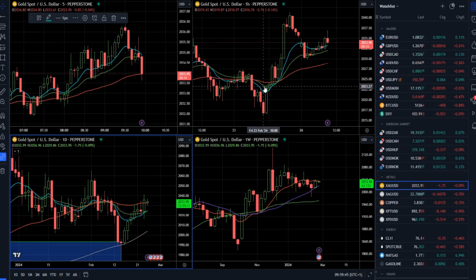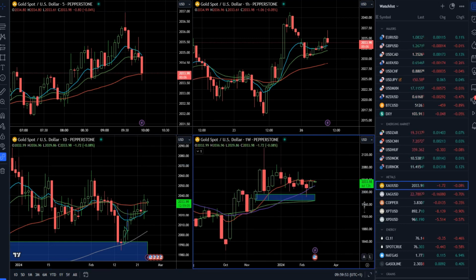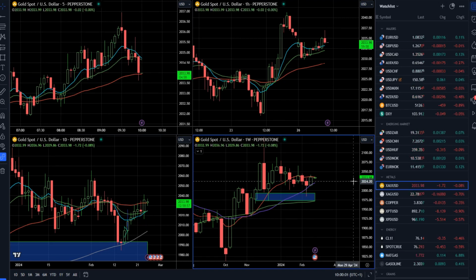Now checking gold market, we can see that we had an outside bar on Friday on the weekly time frame, something similar to what we just saw on the pound dollar. We have a similar price action on the weekly time frame, but in this example, the key support was at 1985. Now on the daily time frame, the outside day closed near the high.